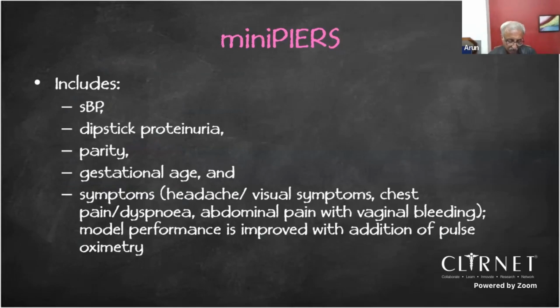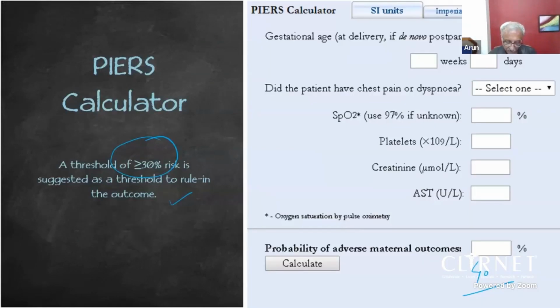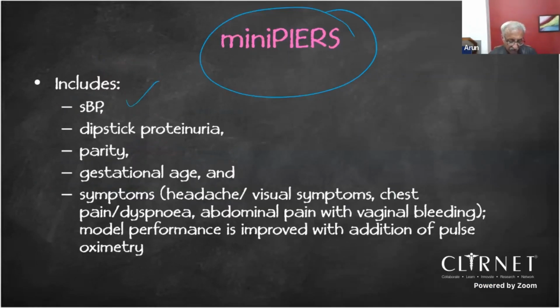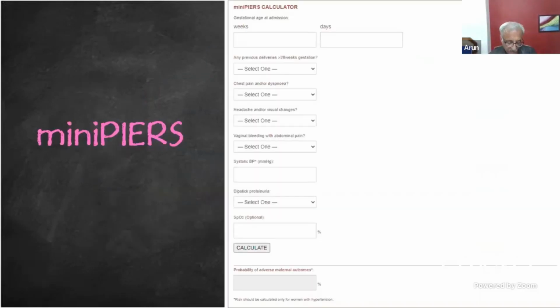Another model which has come up is the mini PIERS. In the full model, you needed platelets, creatinine, AST. But here they say only systolic blood pressure, dipstick proteinuria, parity, gestational age, and symptoms. So this is the mini PIERS model. Here we put weeks, days, any previous deliveries, multipara or primipara, chest pain, headache. We don't need investigations in this except for a dipstick test. This also helps in those areas where we do not have resources for full investigations.